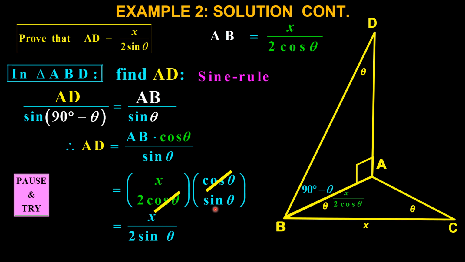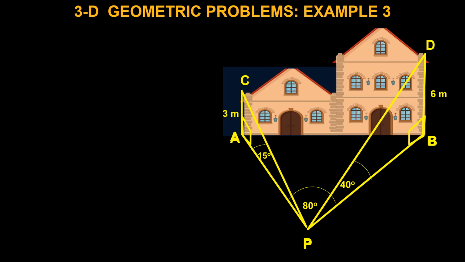And now if you write it down neatly, we end up with x over 2 sine theta, which is exactly what we were required to prove. x over 2 sine theta. And there we've proved that expression. Let's do another question after this. Let's look at another situation here.